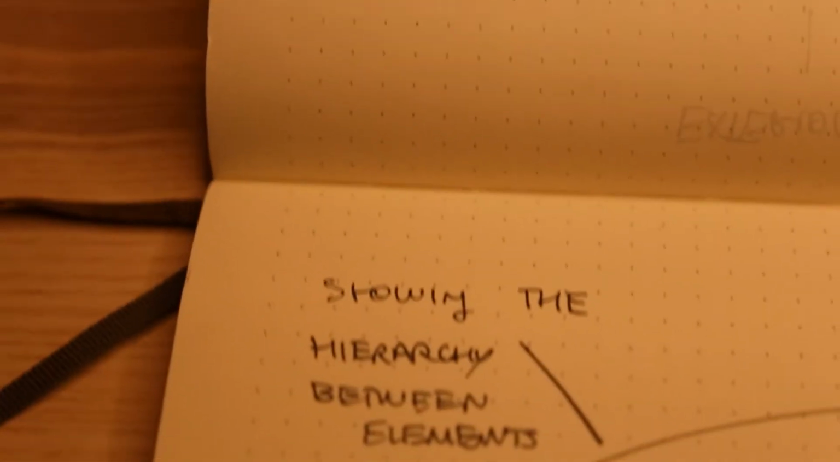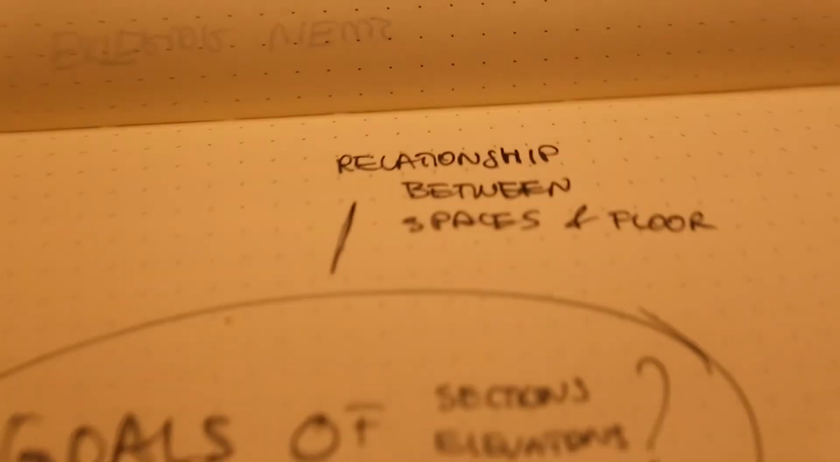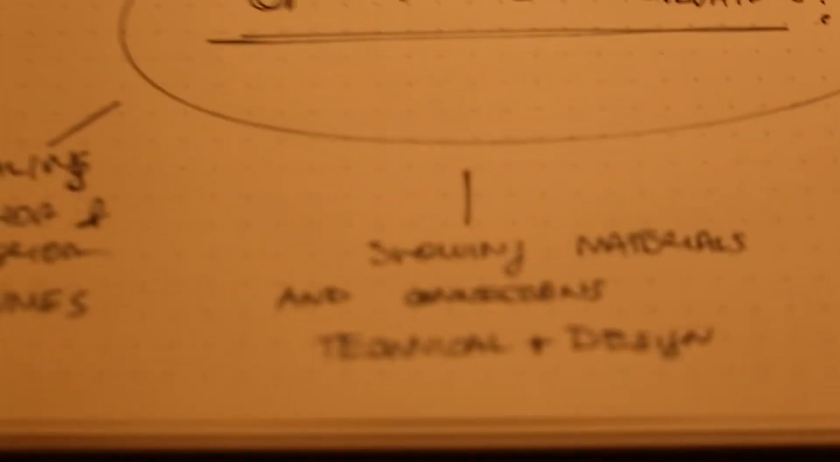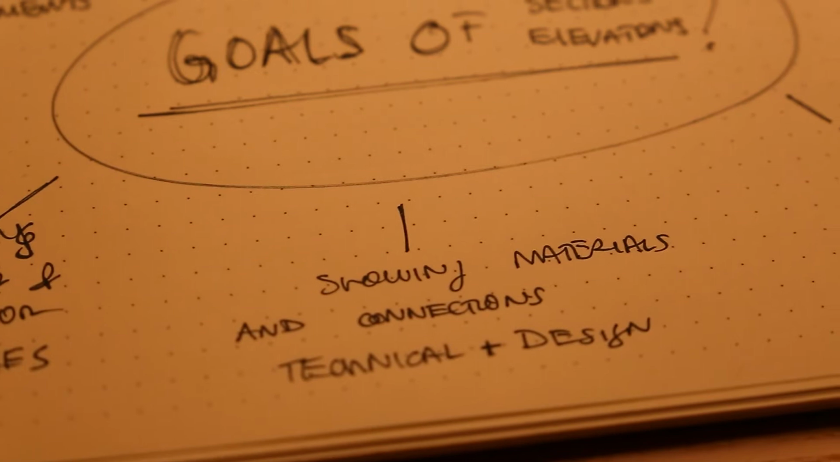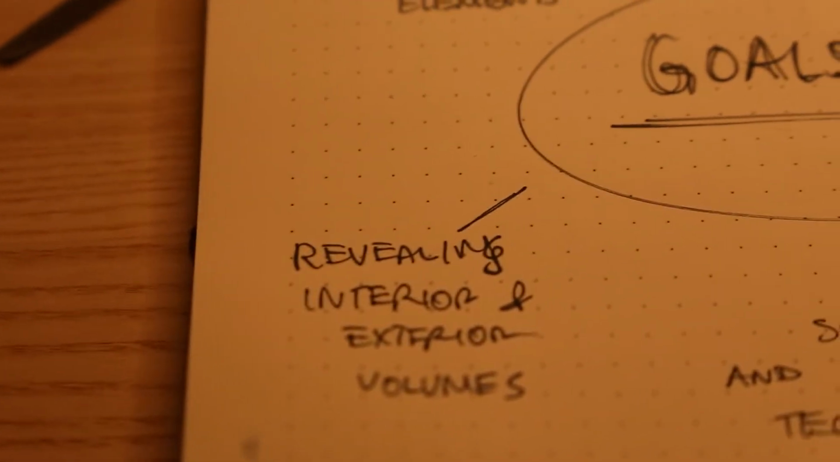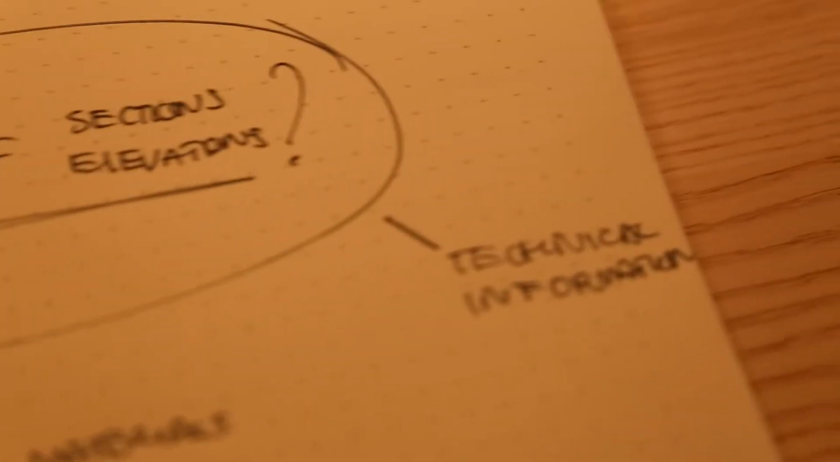Our goal as an architect is pretty simple, and it's pretty much the same as with floor plans: showing a clear hierarchy between elements, like what you see first and what you see last, showing the relationship between spaces and floors, showing the relationship between exterior and interior spaces, showing materials from both a technical perspective and a design one, revealing interior and exterior volumes, and also the relationships between materials like walls and floors and how they connect to each other in a more technical sense.